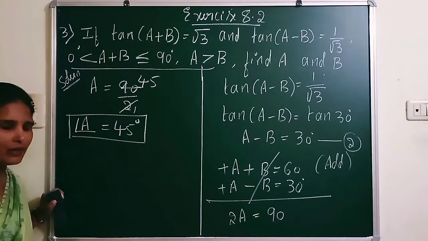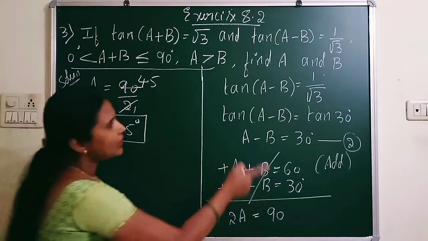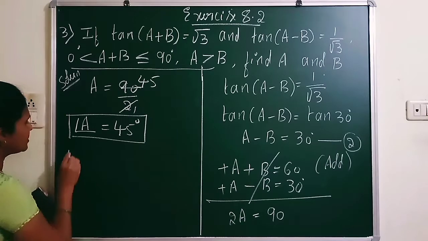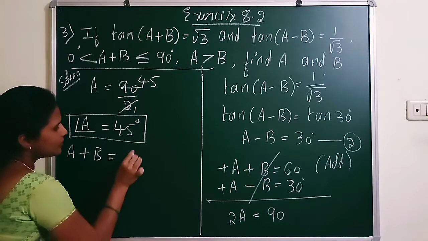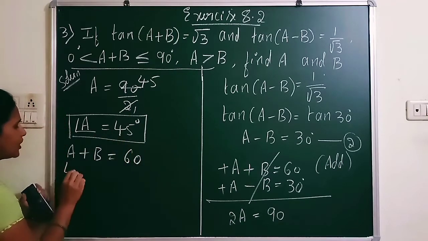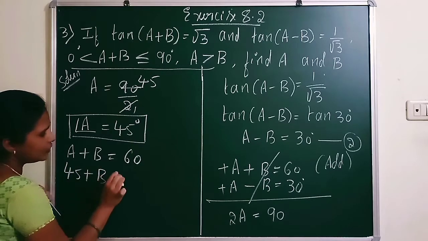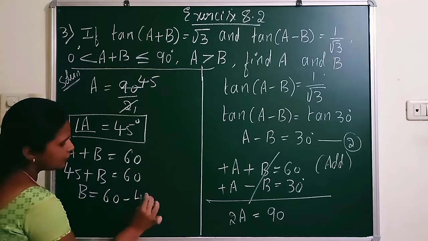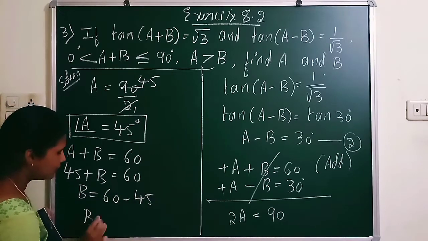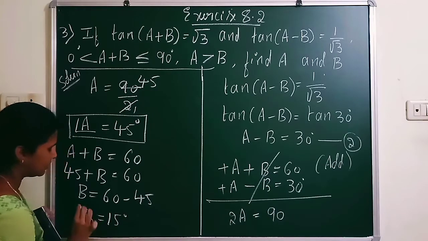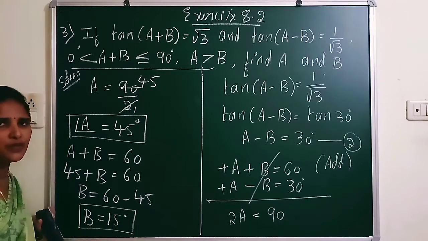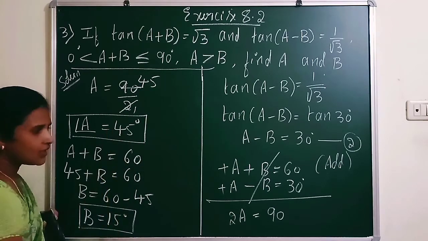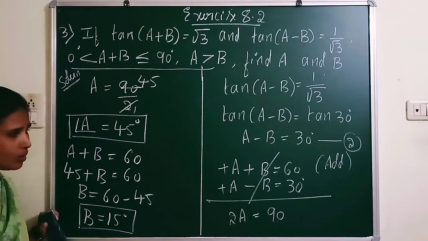So we found A. Now how to find B? Any one equation you can take, either 1 or 2. The first one, A + B equal to 60. Already you know A is 45, so 45 + B equal to 60. So B equals 60 minus 45, so B equals 15 degree. In this way we got angle A as 45 degree and angle B as 15 degree.